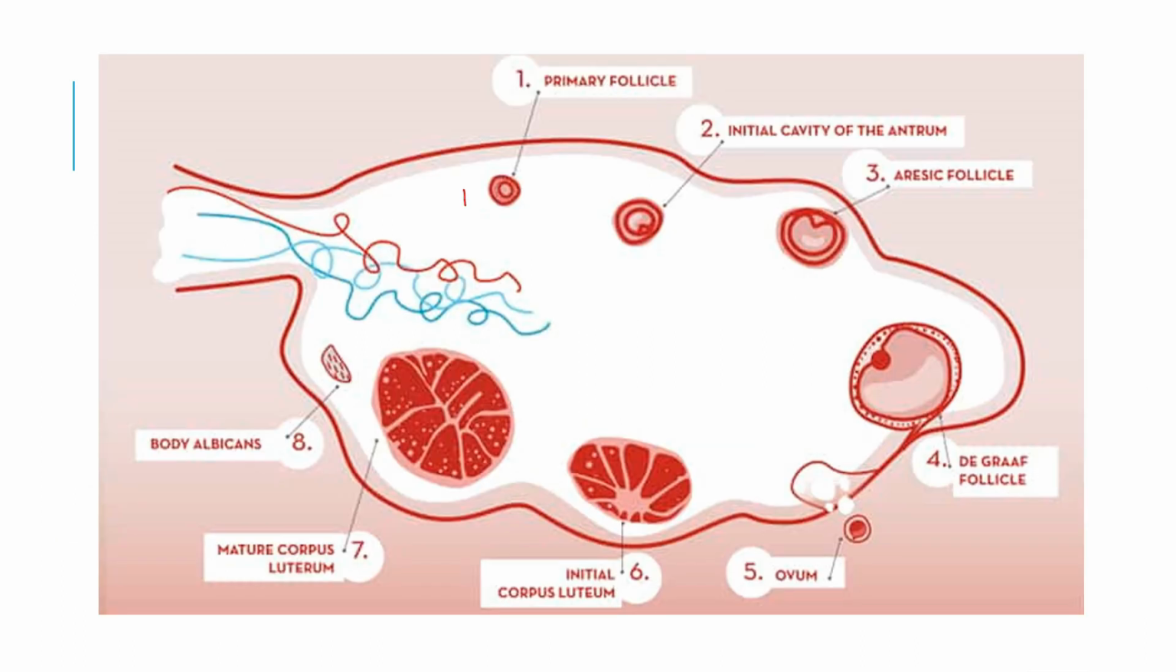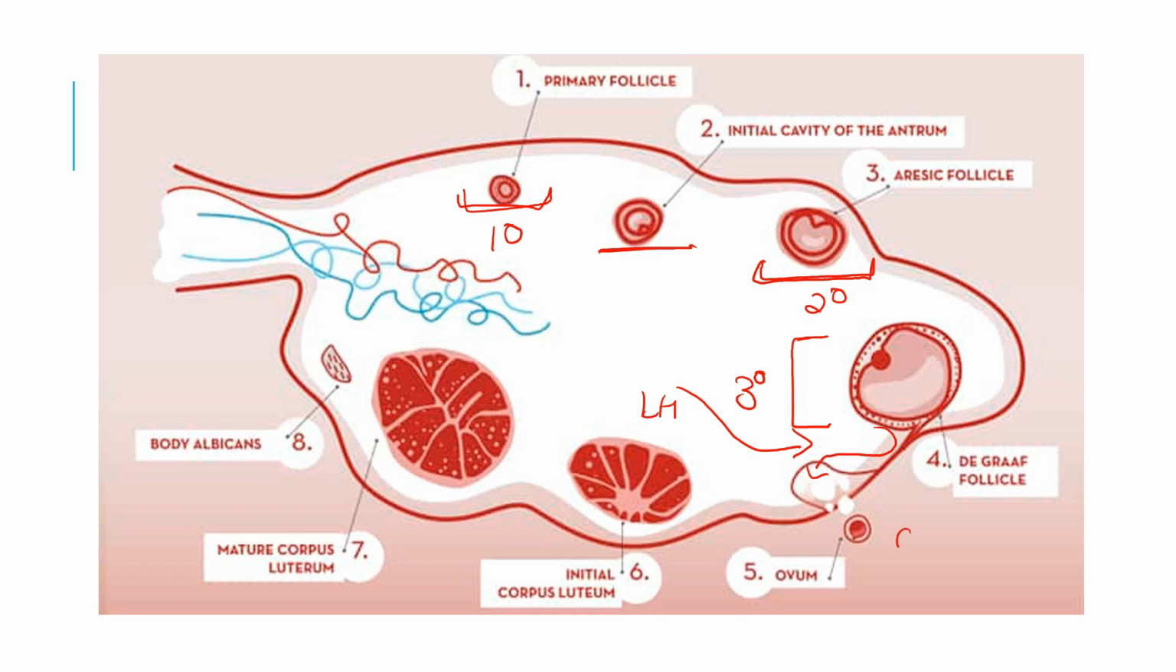First you can see the primary follicle, which will grow and start having an initial cavity, the antrum. Second we can see the secondary follicle, and third we can see the tertiary follicle. Here we have primary, here we have secondary, here we have tertiary or the Graafian follicle, and due to the LH surge there is a release of the secondary oocyte.